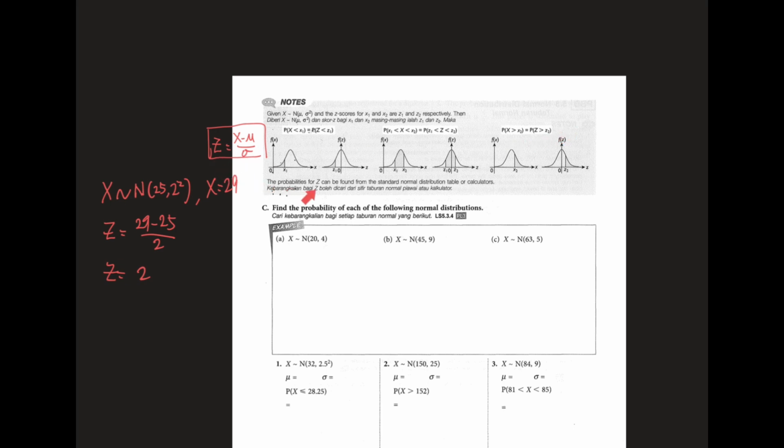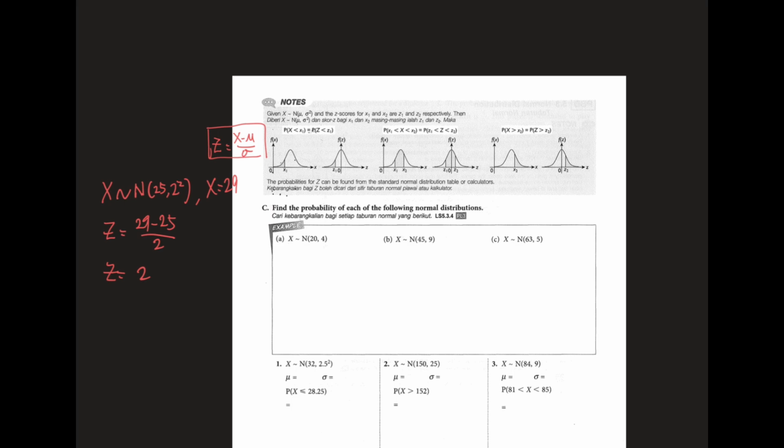So you can see here, the probabilities for Z can be found from the standard normal distribution table. The table that I mentioned just now is a standard normal distribution table. Or you can also use a calculator to find the area under the graph, which is the probability. So we will see everything in detail.